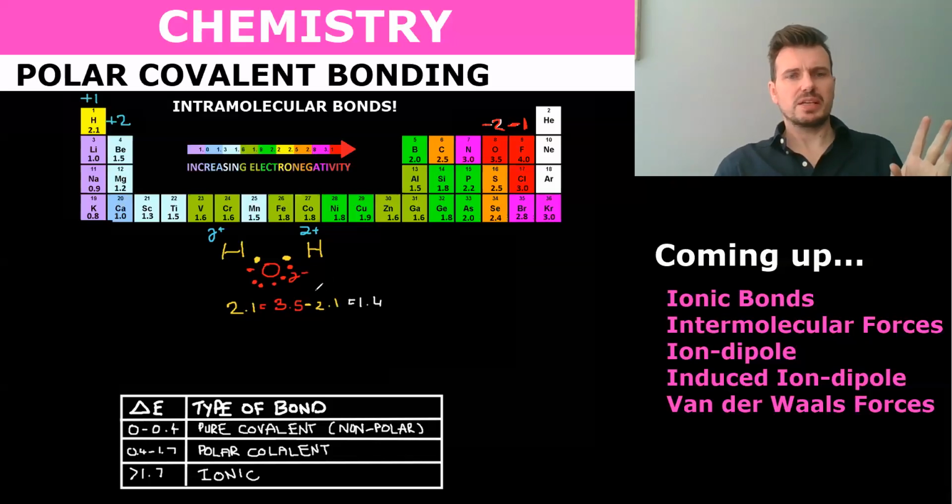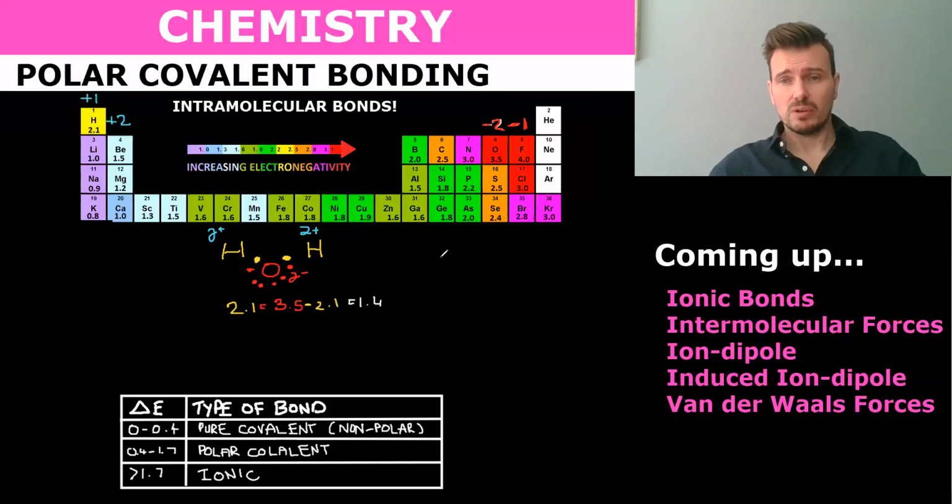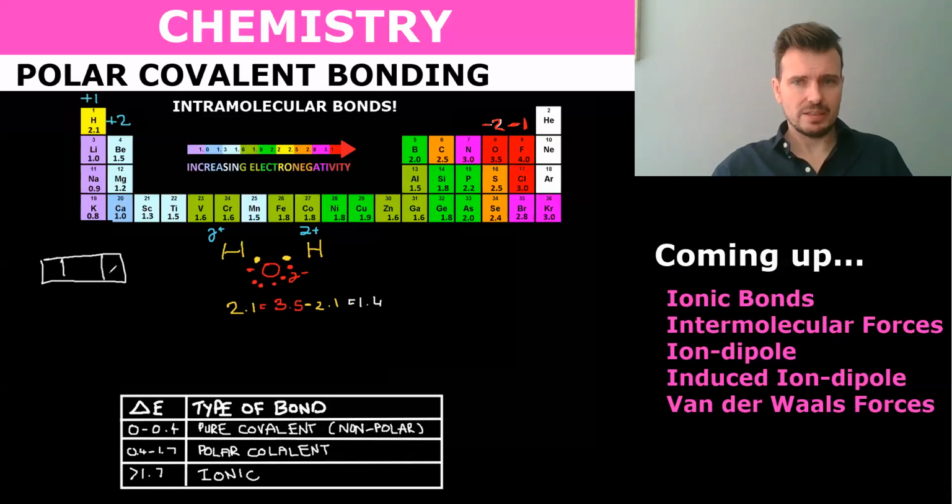Okay, so what does that mean? Why do we call it polar? Well, think of a magnet, which has poles. The Earth is one big magnet with a north and a south pole. So let's look at our magnet. It has a plus end, which is positive, and it has a negative end. These we call the poles of the magnet. Well, these molecules are exactly the same. You have a positive pole and a negative pole.